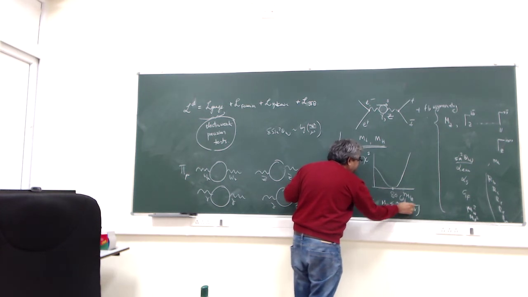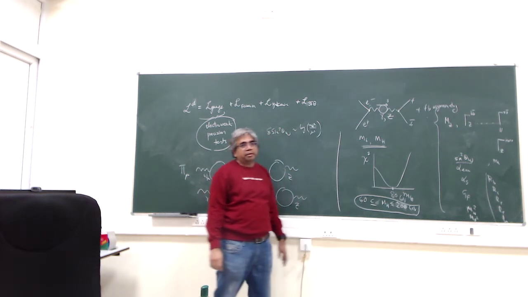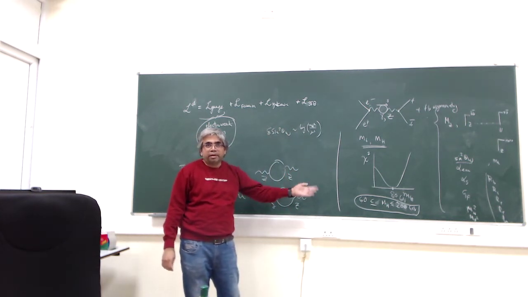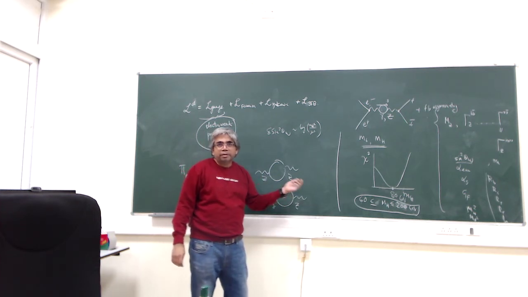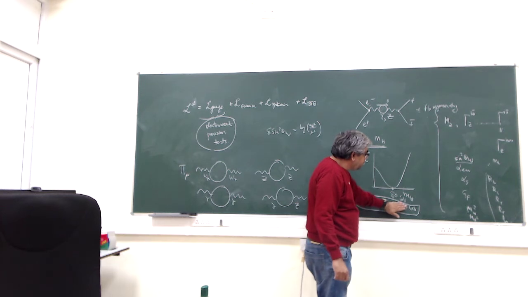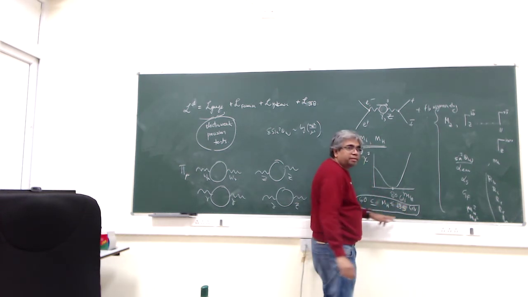So electroweak precision tests always preferred a very, very light Higgs. If you are a bit more aggressive and you want to put in low energy data, 135.